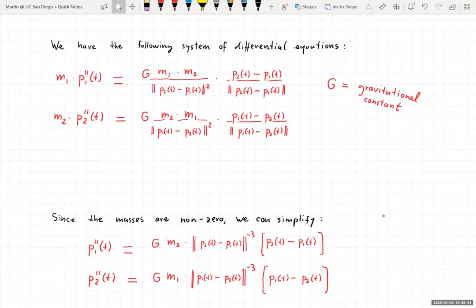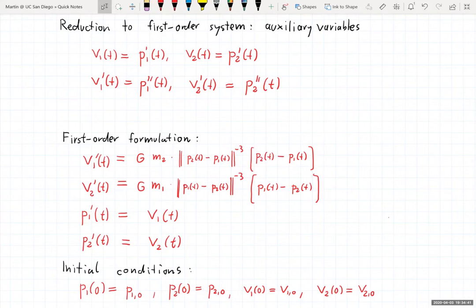Okay, again, we have second-order differential equations, but for applications in numerical analysis, we would like to rewrite these in first-order formulation. So let's do that. Similar to the situation for the harmonic oscillator, we use auxiliary variables for the velocity in order to reduce the system to first-order formulation. The velocities were already introduced above.